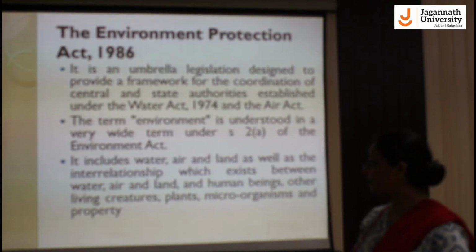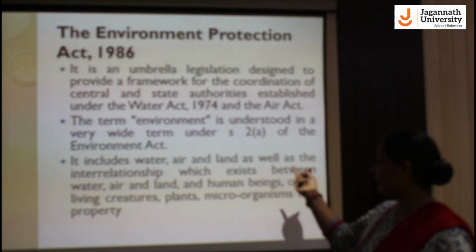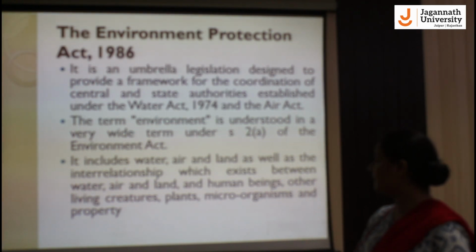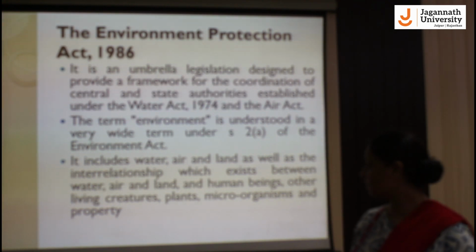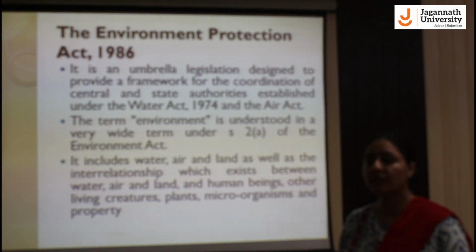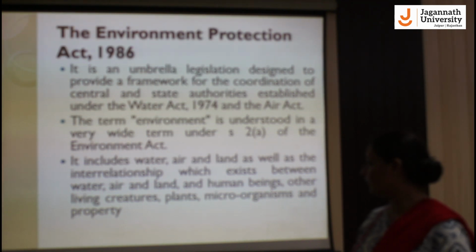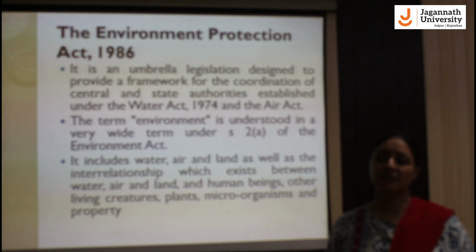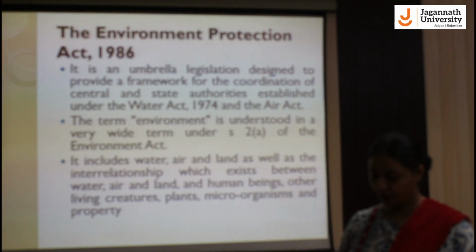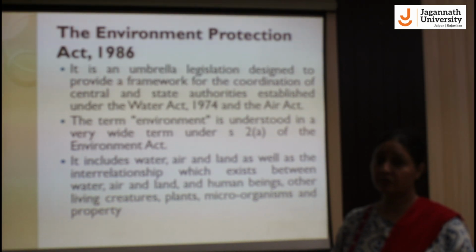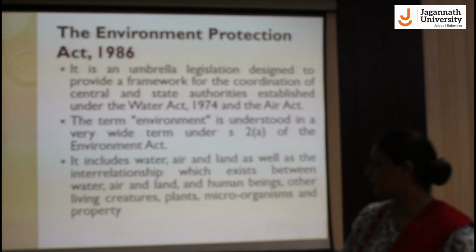The term environment is understood in a very wide sense, which is given under Section 2(a) of the Environment Act. It includes water, air and land, as well as the interrelationship which exists between water, air and land, we can say soil also, and human beings, other living creatures, plants, microorganisms and property. So that means all natural sources with interaction, as part of the biodiversity given in this act.